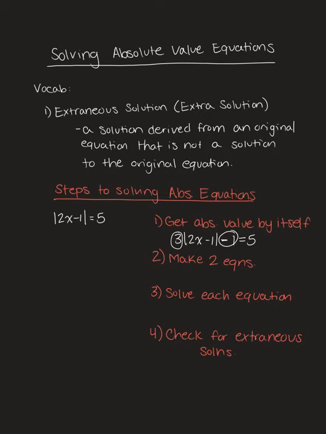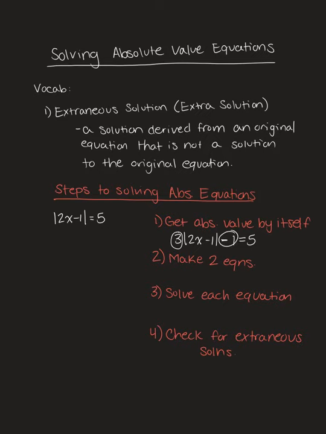One is going to equal a positive number, and then the other is going to equal a negative number. That is how you undo the absolute value. That is the inverse of an absolute value, is you have to make those two equations. The next is to solve each equation and then check for extraneous solutions. So if I look at this example here, the absolute value of 2x minus 1 is equal to 5.